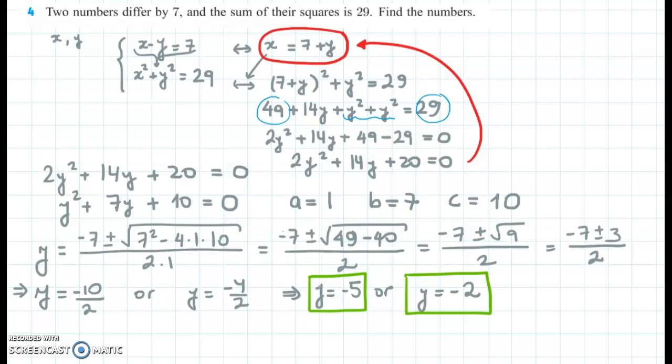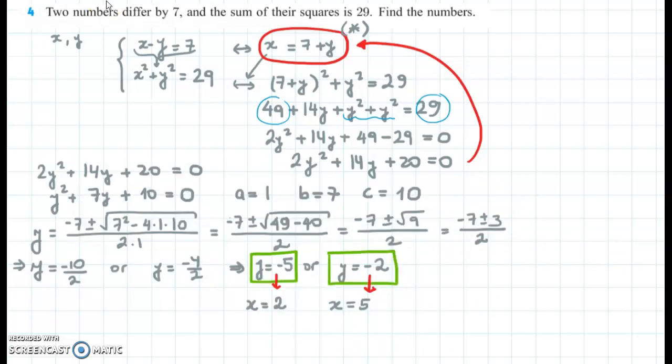Now we need to use these values to find the possible values of x. And how could it be that we are getting two values of y? We need to think about it. If y is equal to negative 5, using the fact that x is 7 plus y, then we will get that the value of x is 7 plus negative 5, so x will be equal to 2. If y is equal to negative 2, then x is going to be 7 plus negative 2, which will give us the value of 5.